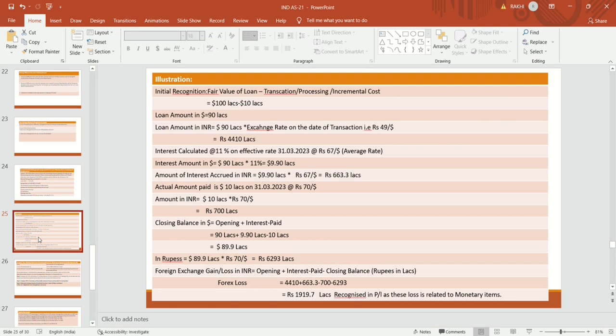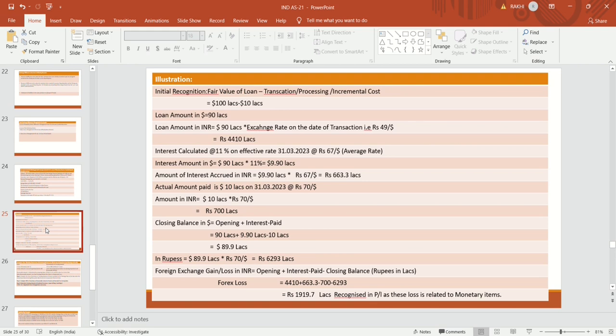Now we will convert that 90 lakhs into INR by taking into consideration the spot rate on which the transaction is done, and the rate of exchange on that date will be 49. So the loan amount will be rupees 4,410 lakhs.